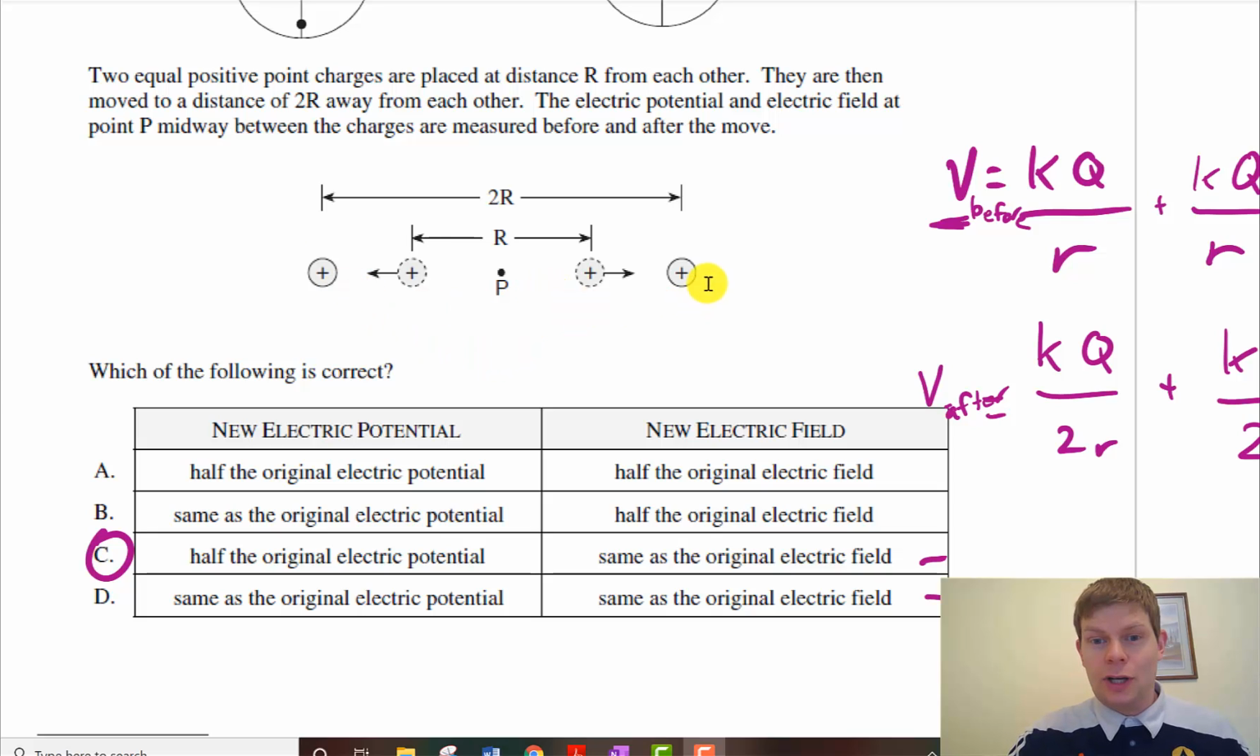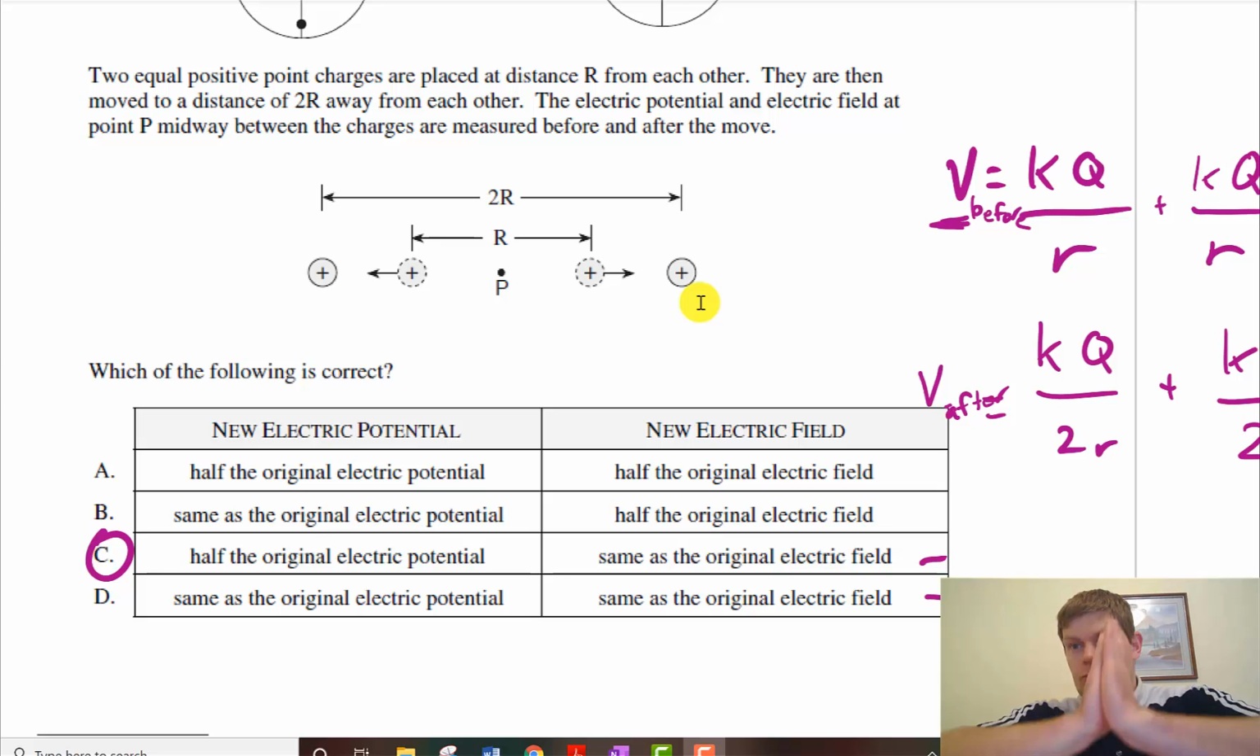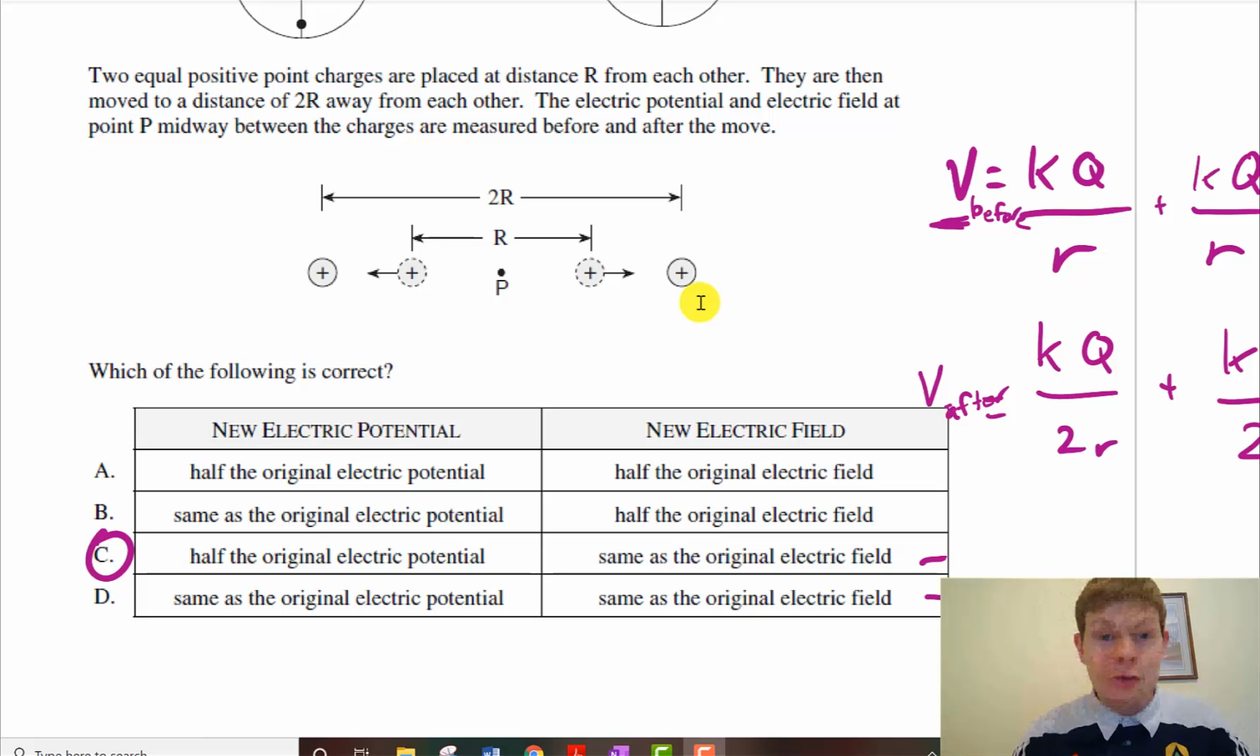And it's equal and opposite if you move them a bit further apart, but it still stays symmetrical. You've got equal charges and equal distance pushing in opposite directions. So two forces cancel, two effects cancel. So your new electric field is the same as the original electric field: zero.